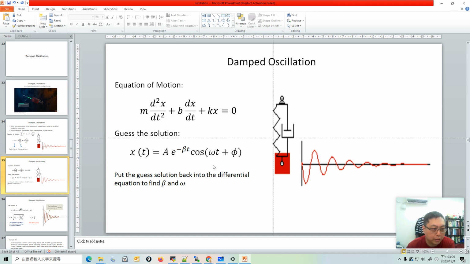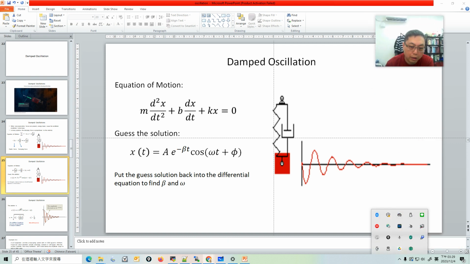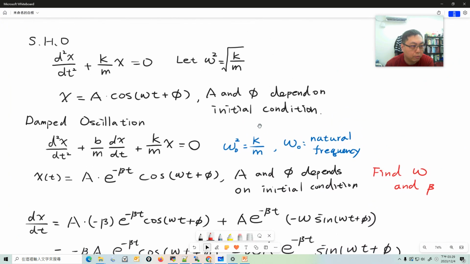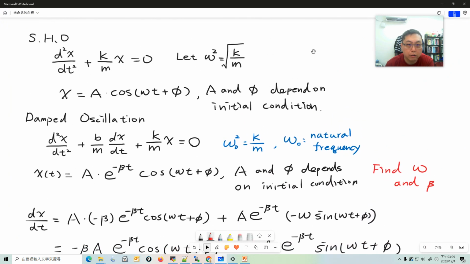Because if our system is a simple harmonic oscillation motion, we only have the elastic force, right? This is simple harmonic oscillation. Our system only has the elastic force, and the solution is a cosine. We guess our solution is a cosine function because it keeps oscillating.